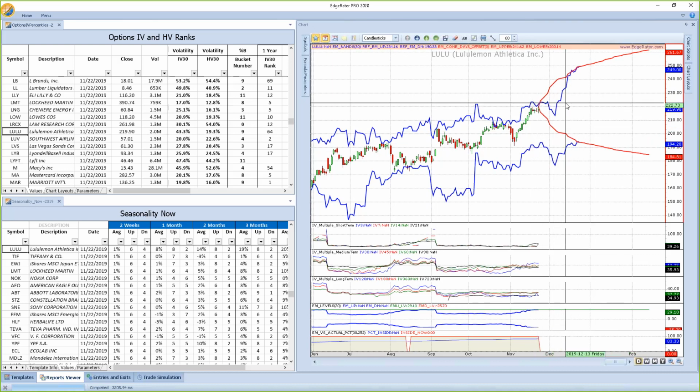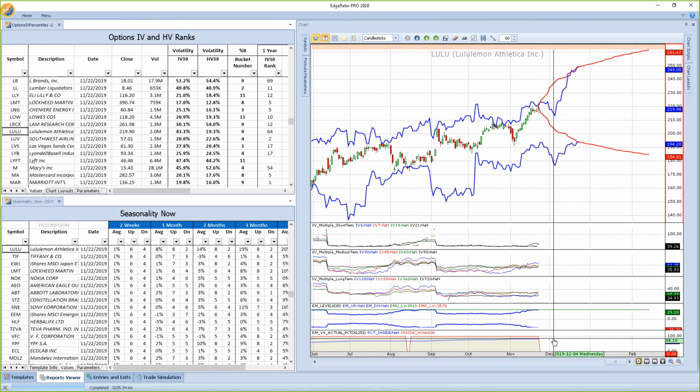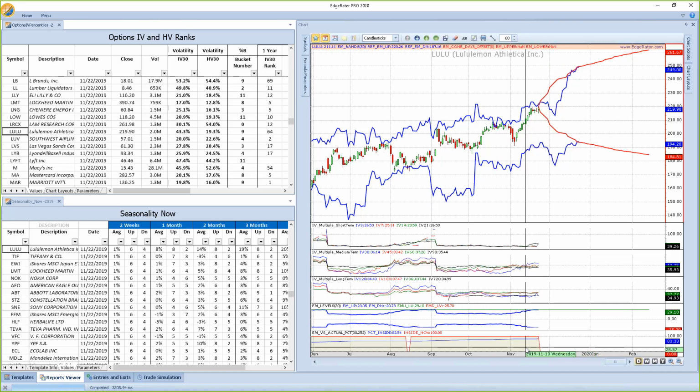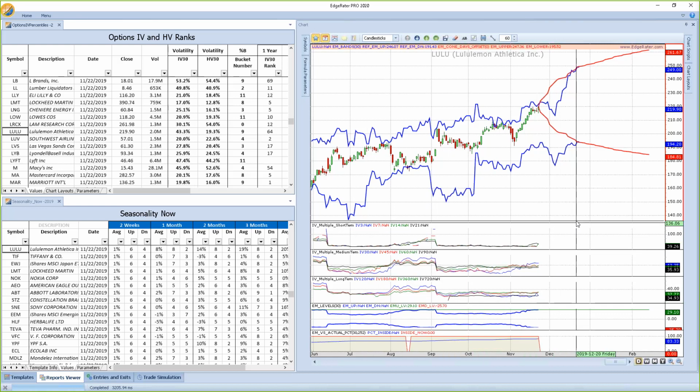7 to 14 days are imperative for retail. So this one is at 83%. Lulu has spent 83% of its time inside the 30-day expected move over the last year. That's higher than you would normally expect it to be, 68%. Partly that would be because earnings are coming out on 12/5 after market, so your implied volatility is broadening out going into earnings. There you go.